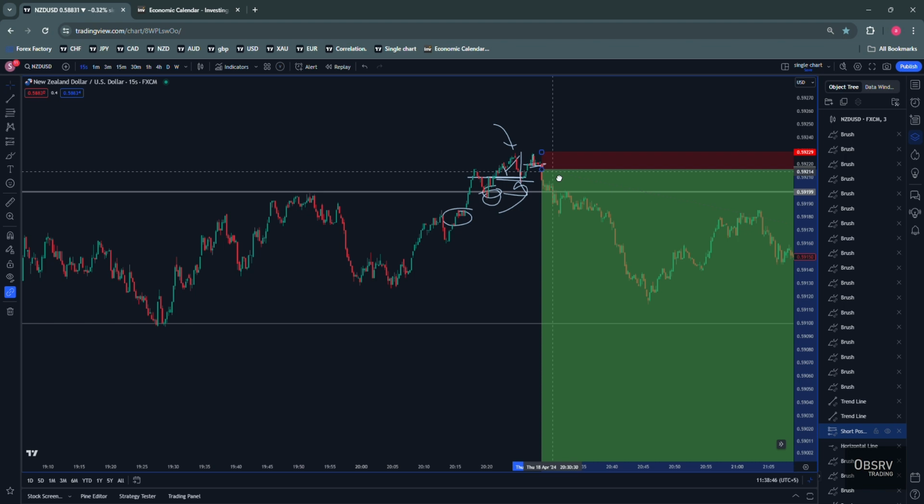What was my price? I think 59,215. Yeah, this is where the trade was taken. Stop loss just above this, because if my trade is valid, if this is the seller that was supposed to come back, price should not go above this. If it goes above this, this is an invalid trade.